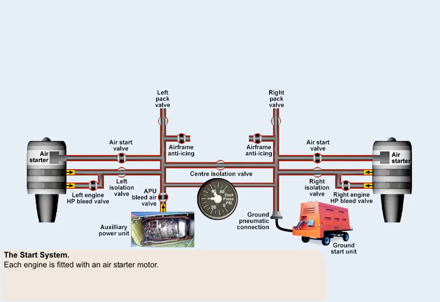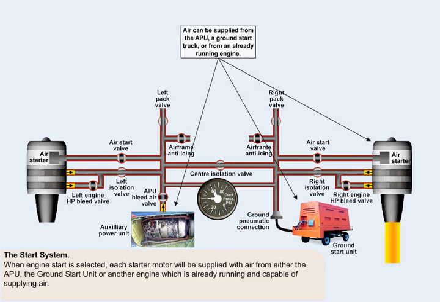This very simplified air start supply layout for a twin-engined aircraft shows each engine fitted with an air starter motor. When engine start is selected, each starter motor will be supplied with low-pressure, high-volume air from either the APU, the ground start unit, or another engine which is already running and capable of supplying air.